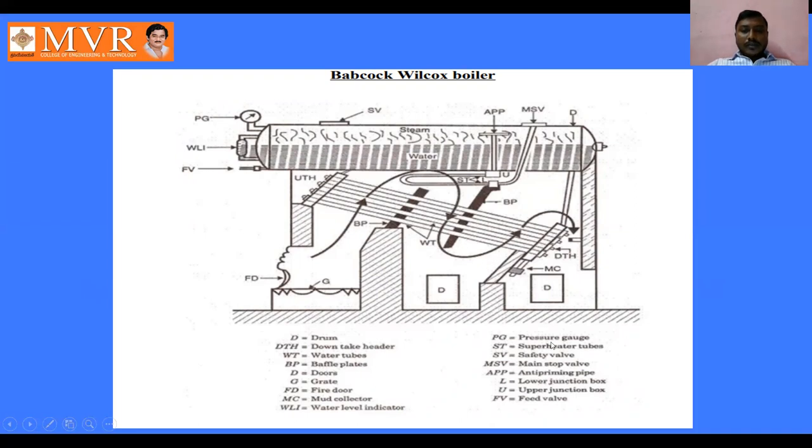And coming to the PG, pressure gauge. Pressure gauge represents the steam pressure. And ST represents the superheated tubes. We are having here superheated tubes, and SV represents the safety valve. MSV means main stop valve, and APP means anti-priming pipe. And here we are having a lower junction box, and here we are having an upper junction box. FV is a feed valve. These are the components of the Babcock-Wilcox boiler. By using these different components, we are going to construct this Babcock-Wilcox boiler here.